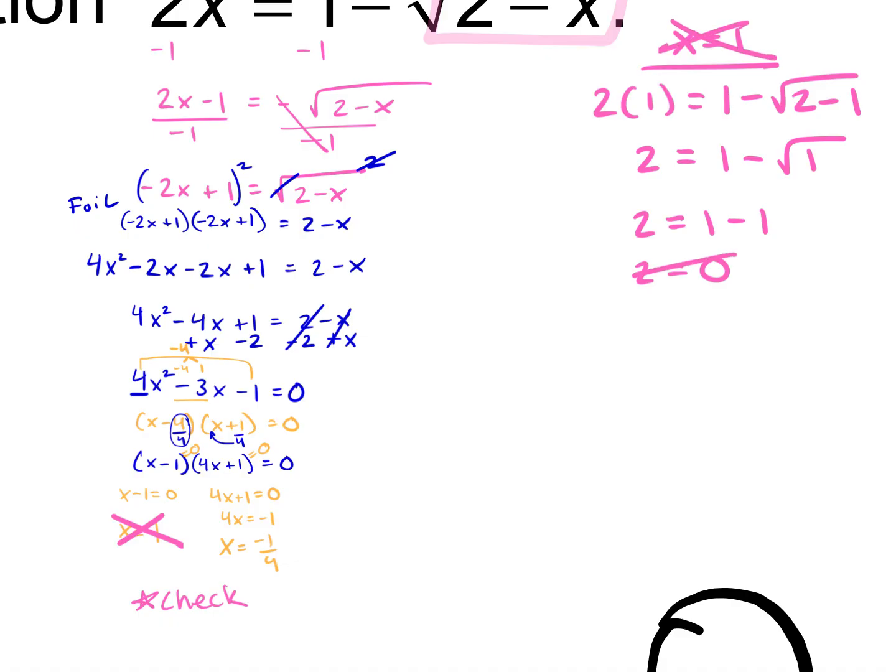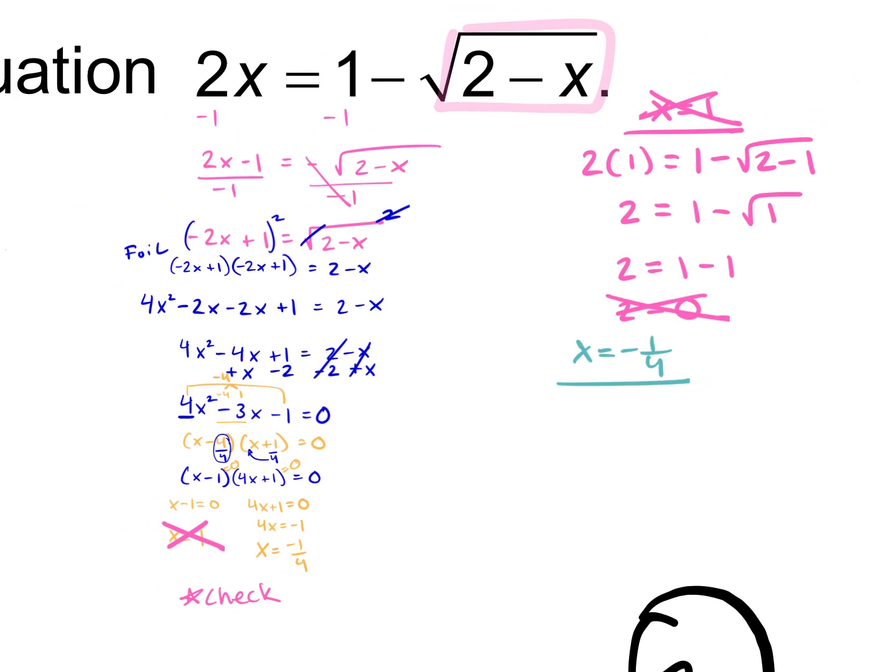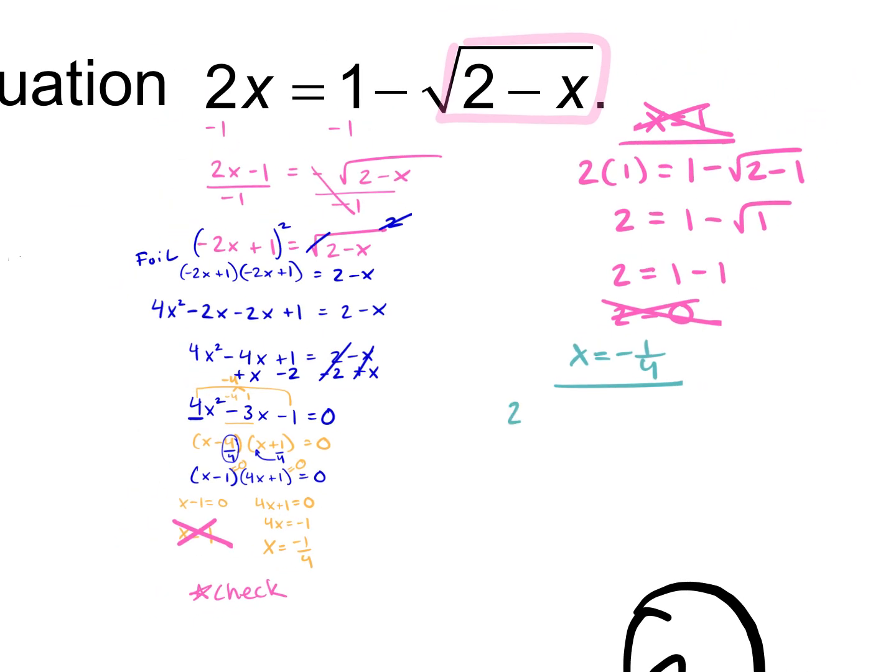Because 2 does not equal 0. It's not true. Next, let's try x equals -1/4. So same thing, we're going to plug it into our original equation. So 2 times -1/4 equals 1 minus the square root of 2 minus -1/4 would turn into plus.